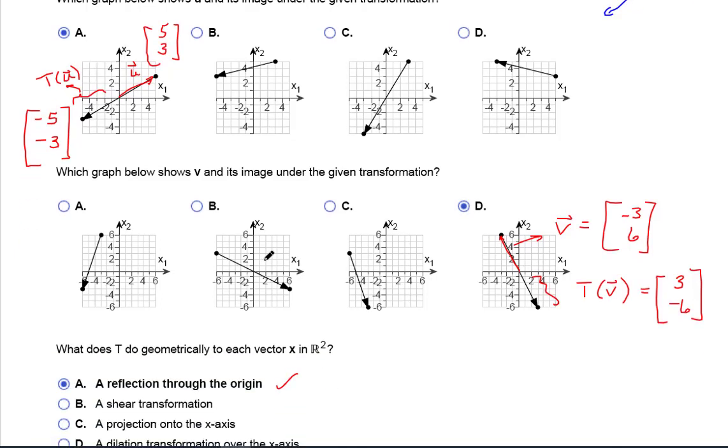So what happened to V being -3, 6? All right, well, let's see. -3, 6 is over -3, up 6. So there's V. The negative of it would be 3, -6, which is down there. And so what is this? This is a reflection through the origin.